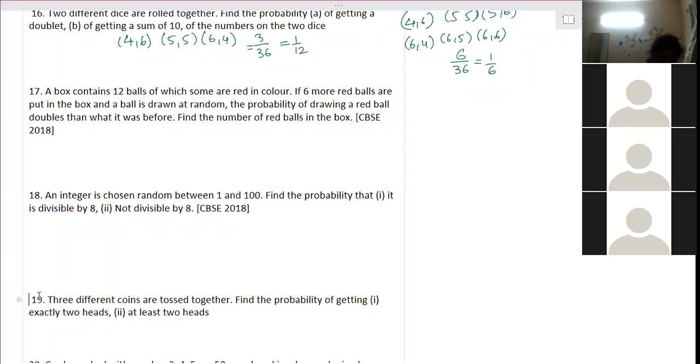Now, what's the answer again? 3 by 25 and 22 by 25.